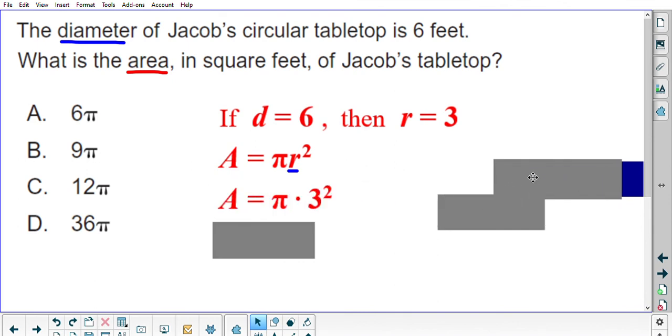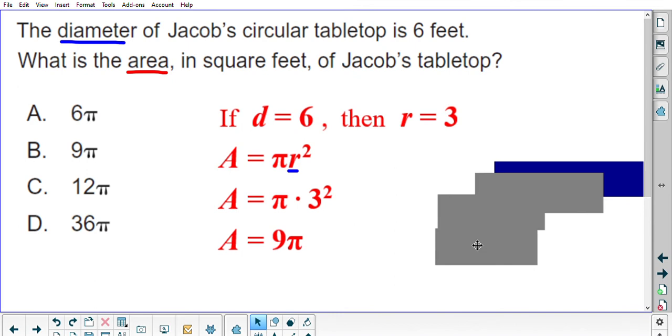And that's the number you're going to substitute into this formula for the radius being taken to the second power. 3 to the second power is not 6. So if you thought radius to the second power is the same as diameter, it is not. 3 to the second power is 9. That's going to give you 9 times pi.